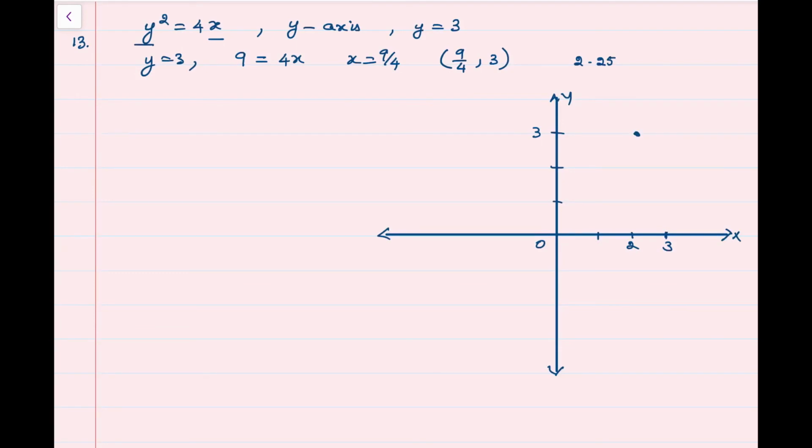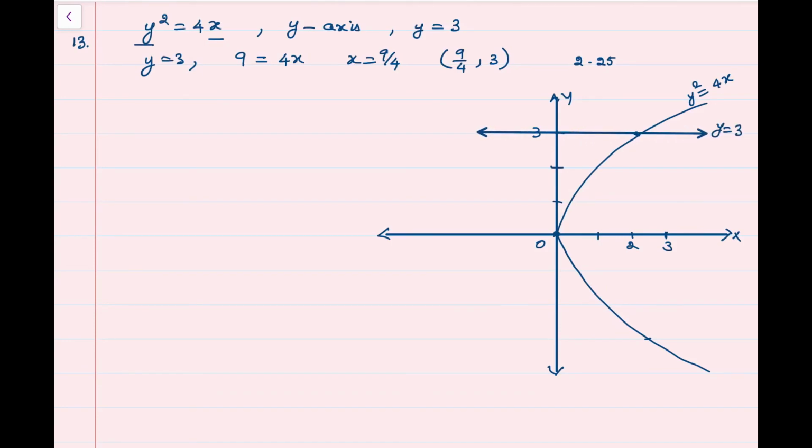And the parabola is a right side parabola, we know. It passes through the origin. Let us complete the parabola. And symmetrically we can draw on the other side. Write the equation of the parabola, which is y square is equal to 4x. Y is equal to 3 line is parallel to x axis.